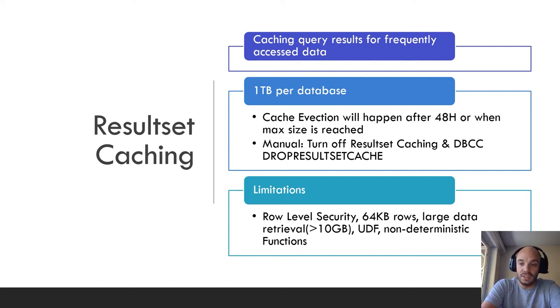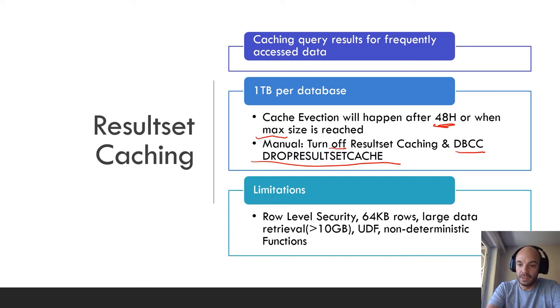With result set caching, the cache size is limited to 1 terabyte per database, and it has a sort of cleanup mechanism. If a query result is not fetched again within 48 hours, it will be evicted from the cache, or when the maximum size of the cache is reached, other results will be switched out. You can also manually drop all cache by turning off result set caching, or by executing the DBCC DROPRESULTSETCACHE command on the database you want to drop it from.